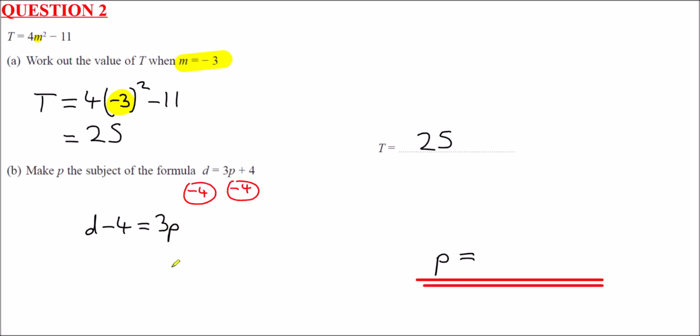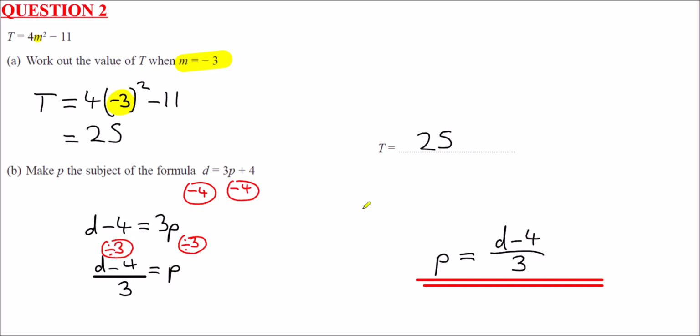Then to go from 3p down to just one p, we need to divide by 3. And if we divide this side by 3, we need to do the same on the other side too. So therefore, p must equal d minus 4, all of that over 3. Now that isn't actually the final answer, because to make p the subject, p needs to be written first. So if we switch around the order, putting p first, p equals d minus 4 over 3. This is very important.